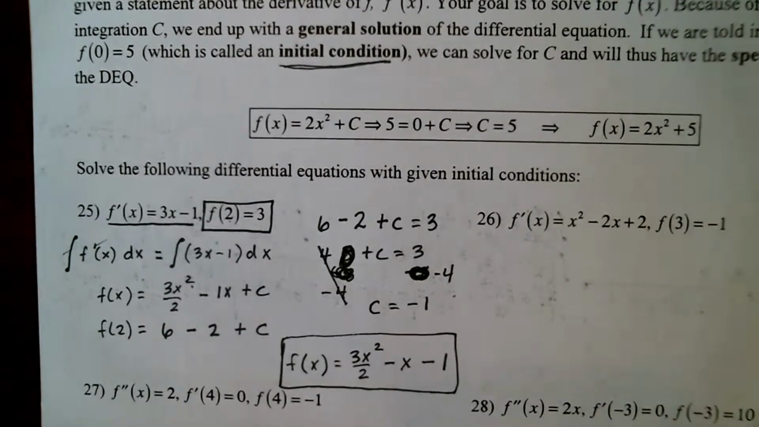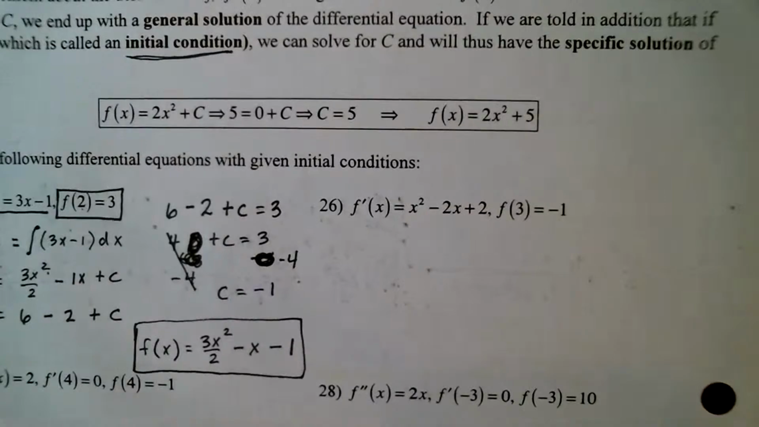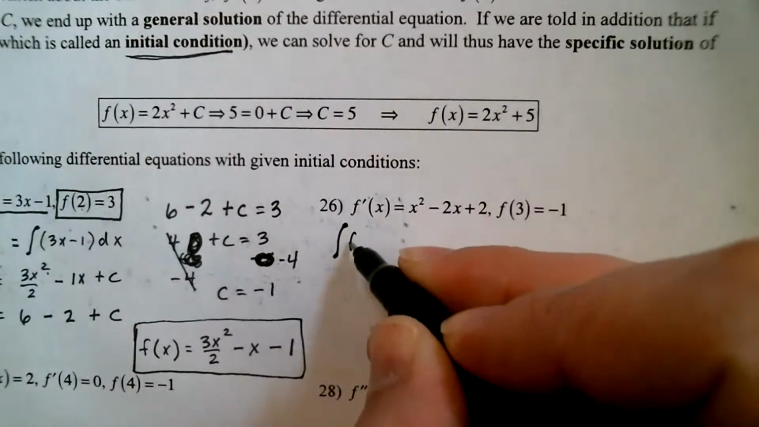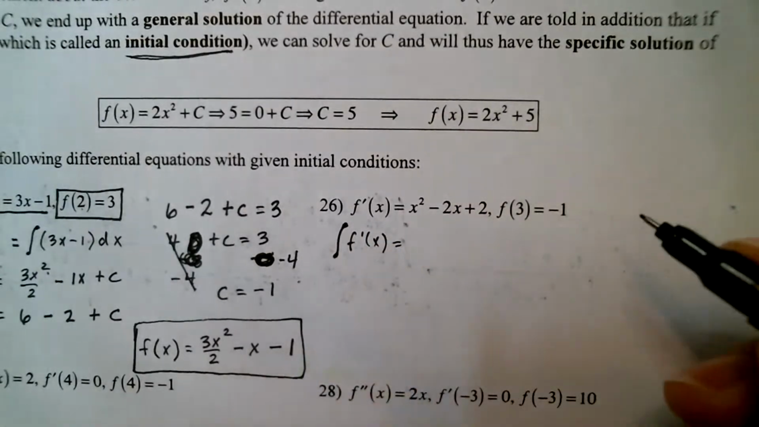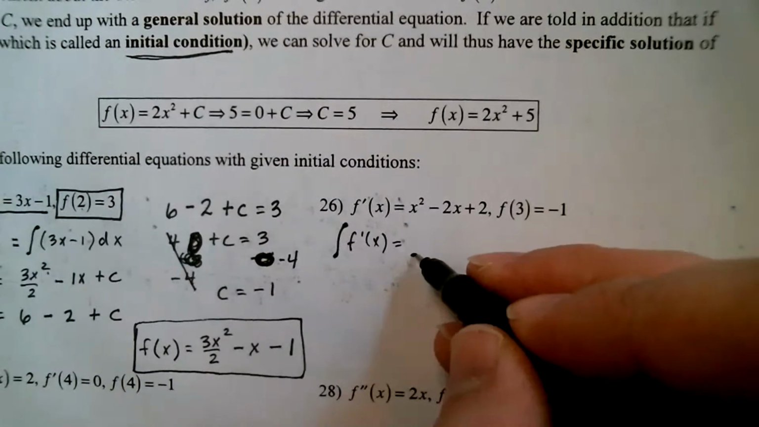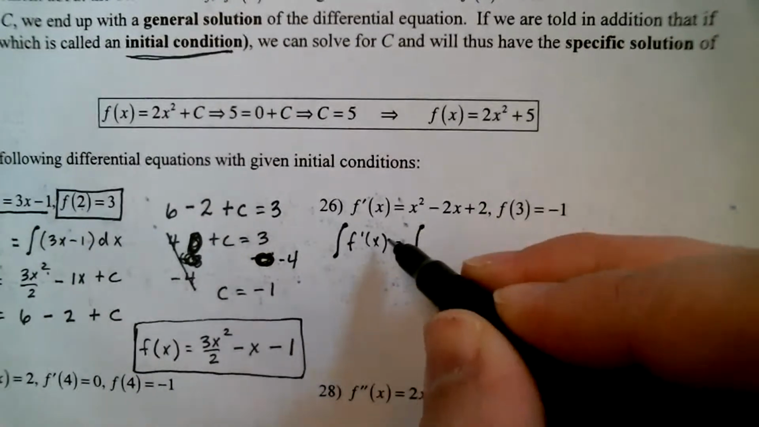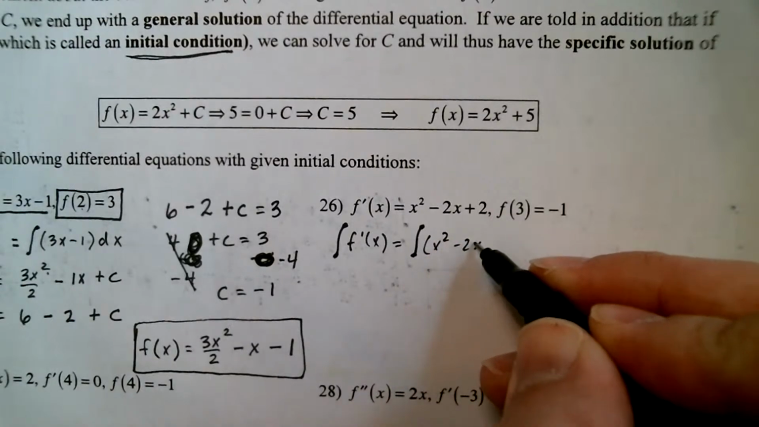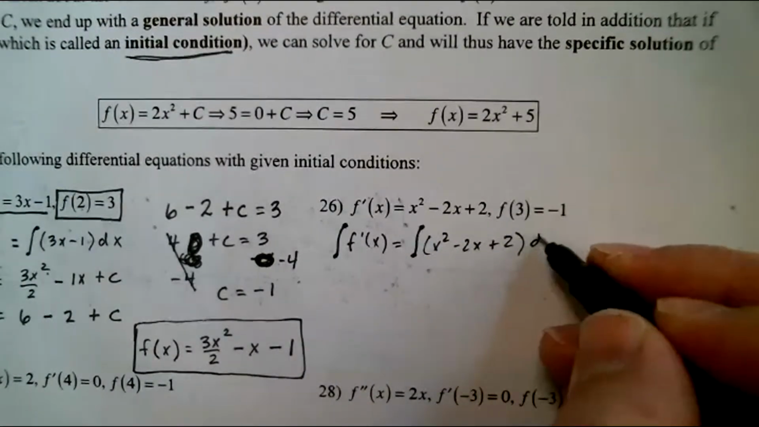Okay. Looking at 26. So 26, same thing. I'm going to do the integral of this side. So f prime of x is equal to the integral of the other side, and that would be x squared minus 2x plus 2 dx.